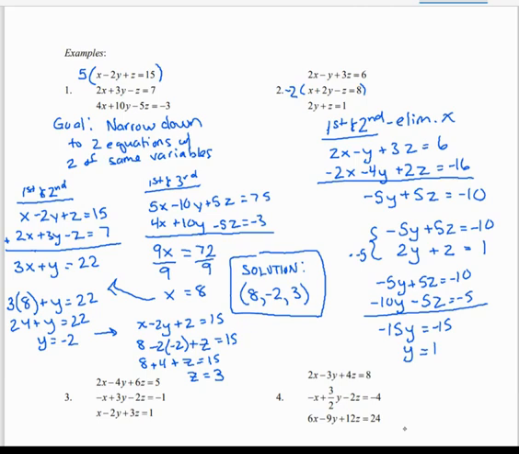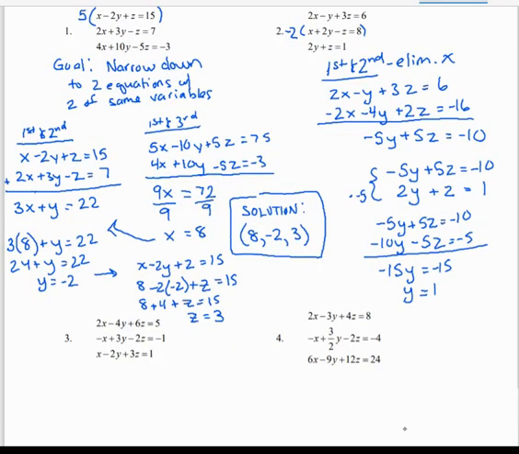The question is, do I go find x or z next? Well, I'm going to go find z next because I have a system with just 2 variables, and if I know y, I can find z. So I'm going to use 2y plus z equals 1. So 2 times 1 plus z equals 1. This would give me that z equals negative 1, 1 minus 2.